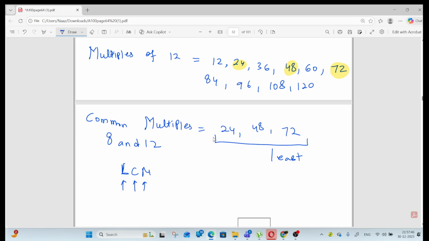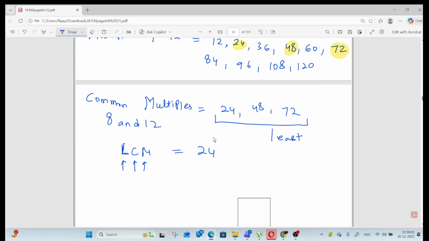Which one is the smallest? Out of the 24. 24. So that's why the LCM of 8 and 12 is 24. Is that clear? Yes.